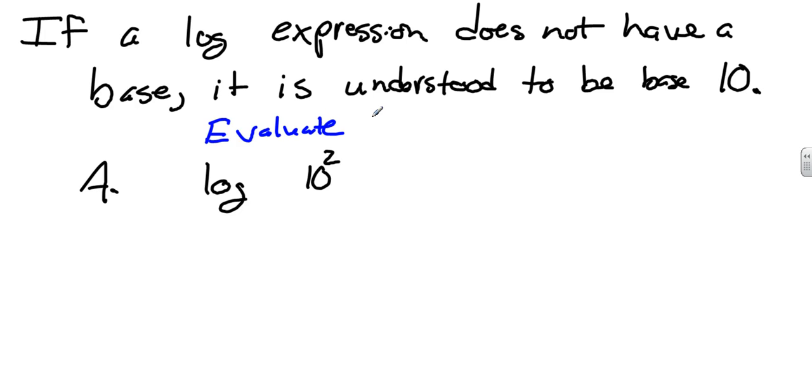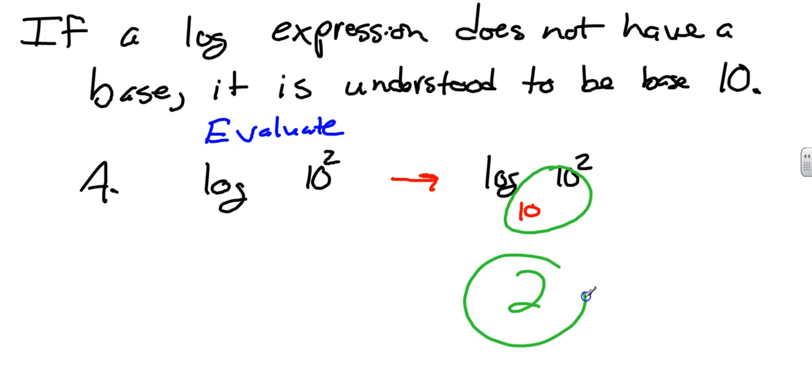So if you have log of 10 squared, some people go, well, there's not a base here. Again, you just have to think, or rewrite it, to know that this is log base 10 of 10 squared. If there's not a base there, it's understood to be base 10. So now you've got the same bases here and here. The answer is just 2. So anytime they leave the base off, just know it's base 10. Then you're good to go.